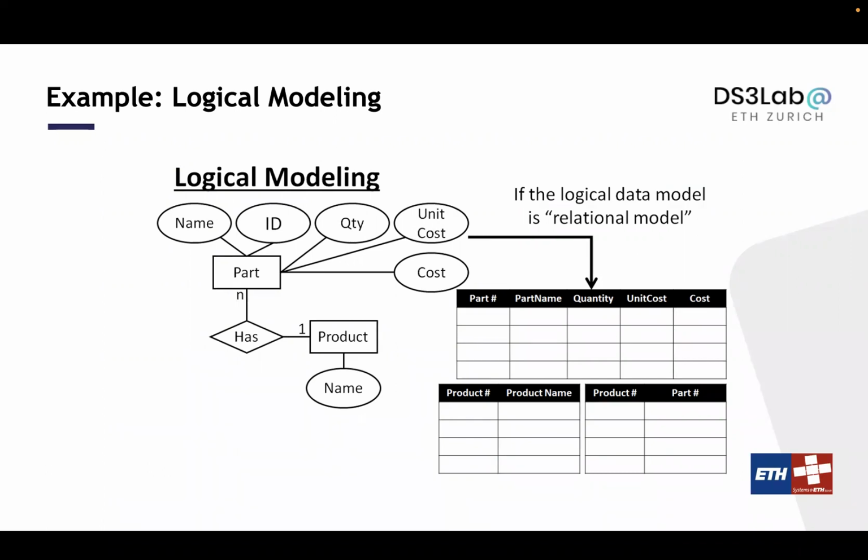But intuitively, if you take this conceptual model on the left-hand side, one way to map it into a relational model is, for example, to store all the parts in a part relation, store all the products in a product relation, and store the relationship in another relation containing the product ID and the part ID. We call this step logical modeling because it maps the conceptual model into a concrete logical data model.